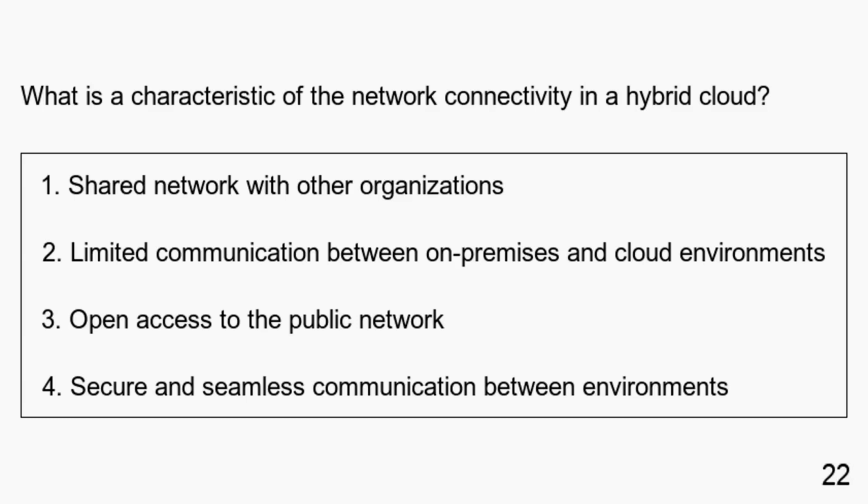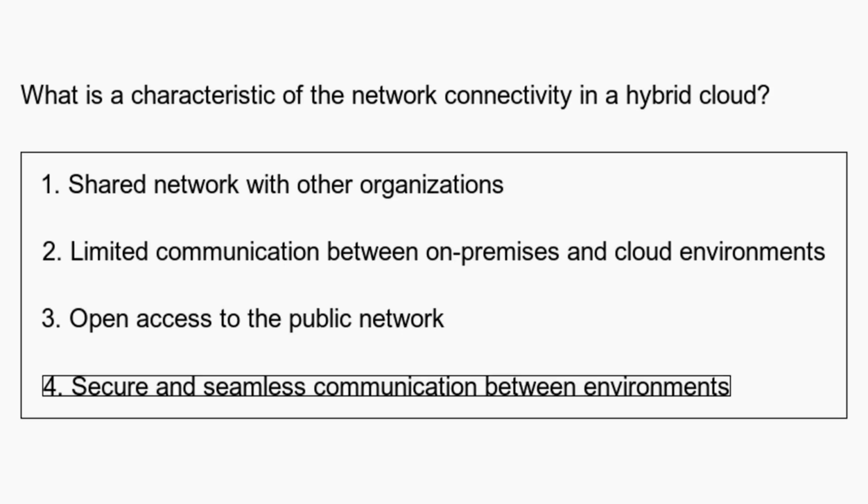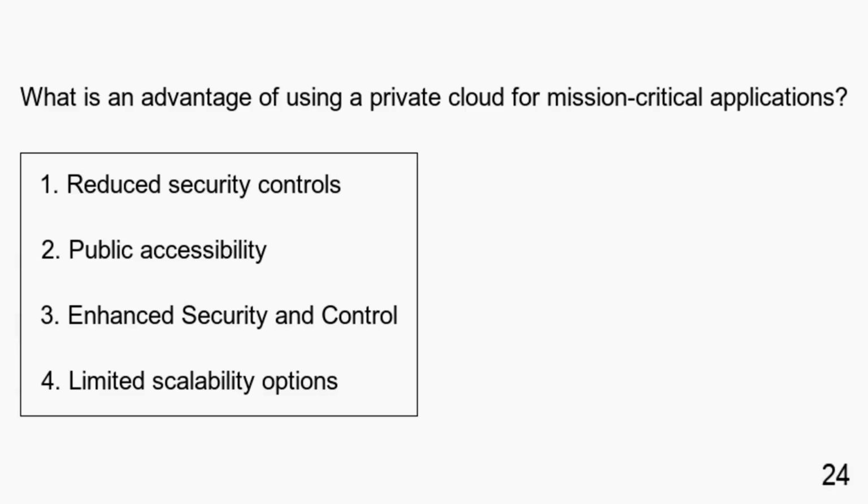What is a characteristic of the network connectivity in a hybrid cloud? Shared network with other organizations. Limited communication between on-premises and cloud environments. Open access to the public network. Secure and seamless communication between environments. Hybrid clouds facilitate secure and seamless communication between on-premises and cloud environments, ensuring efficient networking.